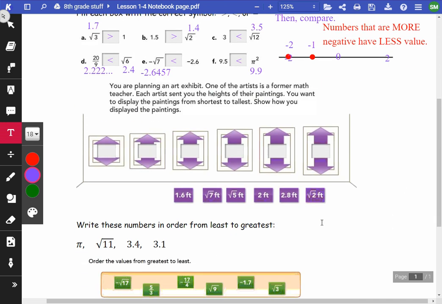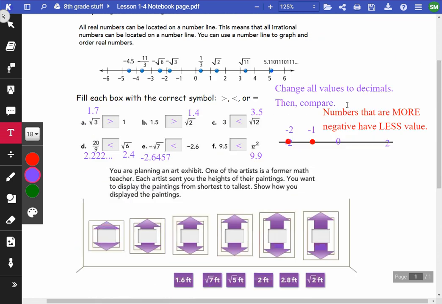Okay, now I'm going to show you how I would put these numbers in order. You're planning an art exhibit. One of the artists is a former math teacher. I don't know why that's relevant, but now you know. Each artist sent you the heights of their paintings, and you want to display the paintings from shortest to tallest. Show how you displayed the paintings.